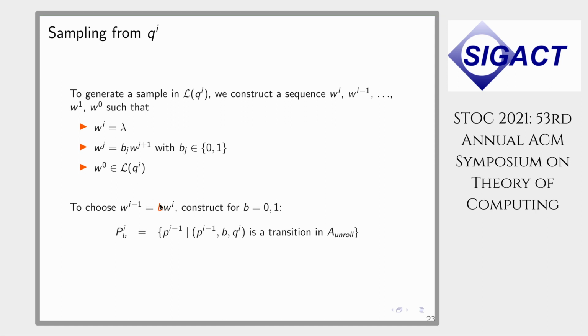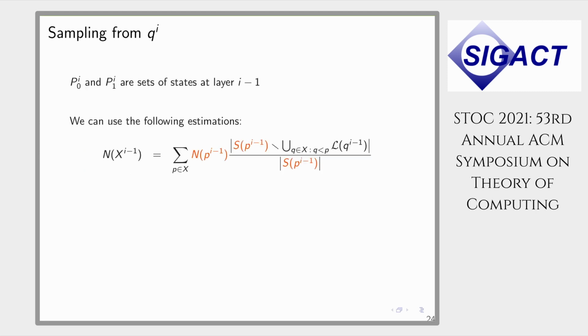And how you do this is as follows. Suppose that you have already constructed this W^I. Then you consider these sets P^I_b, which is the set of all the states at layer I minus 1 such that you can reach Q^I from this P^(I-1) by using a transition that has label 0 or label 1. Okay, so once you have that, P^I_0 and P^I_1 are sets of states at layer I minus 1. So I have an estimation for these, and I can use this estimation.